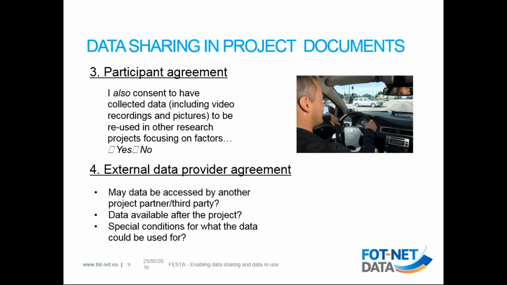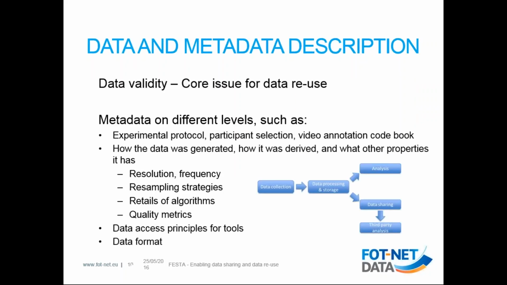Okay, that was the part on project documents. Another very vital part when it comes to data sharing is, of course, the data. The data validity. If you can't trust the data, it's very hard to do research. If you don't know the background of the data, how can you say that your results are valid? In some way, you have to be able to confirm or reassure that there is a very high data validity, or at least you should know about the flaws in the data.